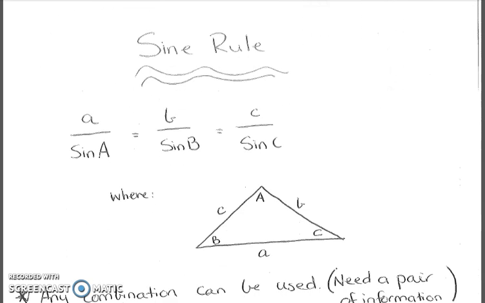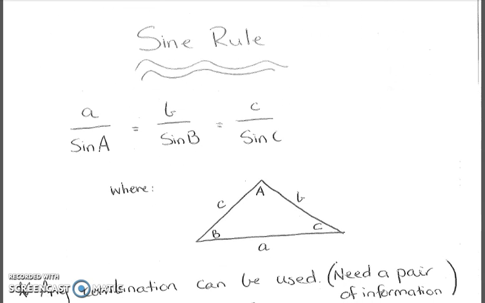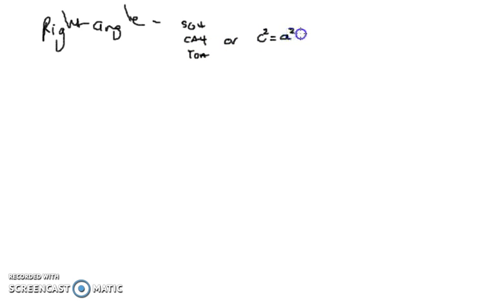Alright, when we don't have a right angle triangle, we've got a couple of rules we can use. So, as I said, we need to go through and do a quick test to check the information we have. Is it a right angle triangle? If it is, then we can use, say, SOHCAHTOA, or we can use c squared equals a squared plus b squared. If we have a pair of information, which I'll go through in a second, we can use sine rule.